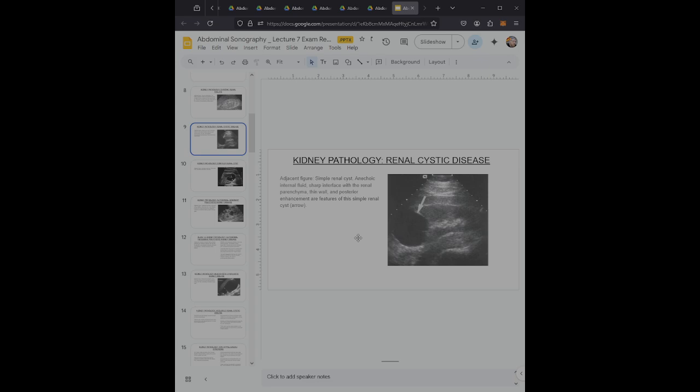Clinically, patients are usually asymptomatic, and sonographically, we find a spherical anechoic mass with smooth walls and no internal echoes and through enhancement.